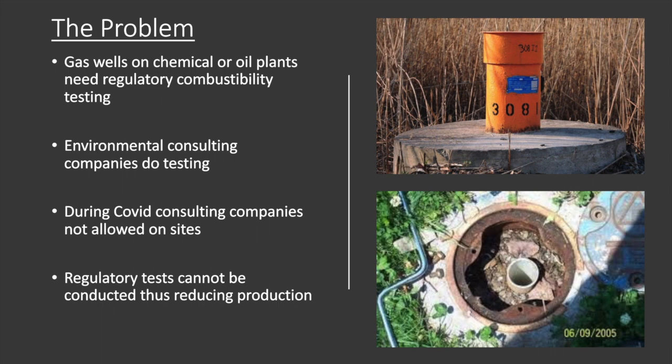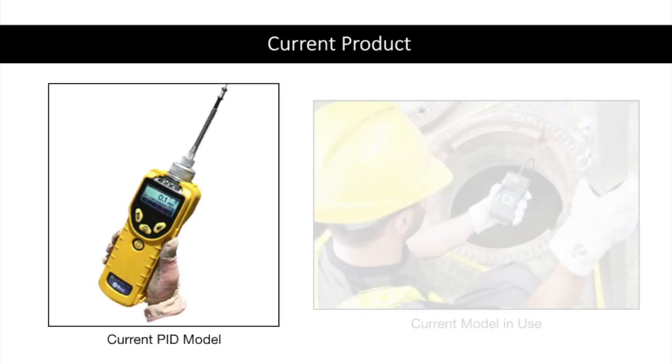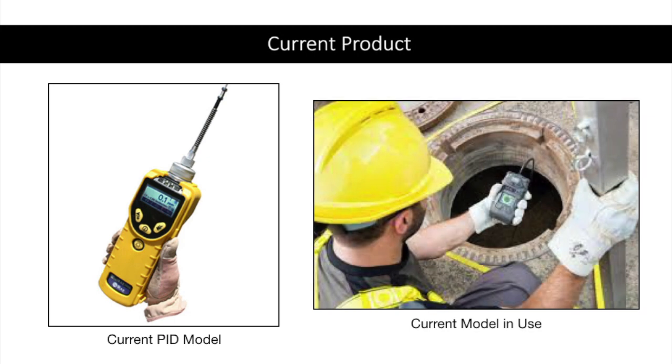These tests are conducted by outside environmental consulting companies. During COVID, these consulting companies are not allowed on plant sites due to social distancing and fear that workers would spread it to each other. Since these consulting companies are not allowed on plant sites, the regulatory combustibility test cannot occur. The device used to conduct these tests is a photo-ionization detector, or PID for short. Current models are seen in the picture here on the slide.